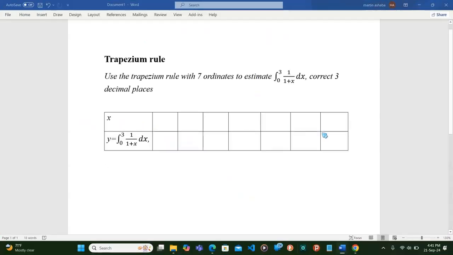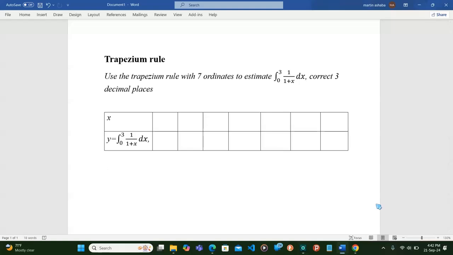Our question here says: use the trapezium rule with 7 ordinates to estimate the integral of 1 out of 1 plus x from 0 to 3 with respect to x, and correct this approximate integral to 3 decimal places. So what do we do?